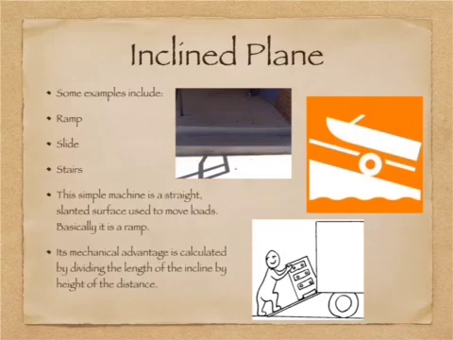Next is an inclined plane. Some examples include a ramp, a slide, and stairs. This simple machine is a straight slanted surface used to move loads. Its mechanical advantage is calculated by dividing the length of the incline by the height of the distance.